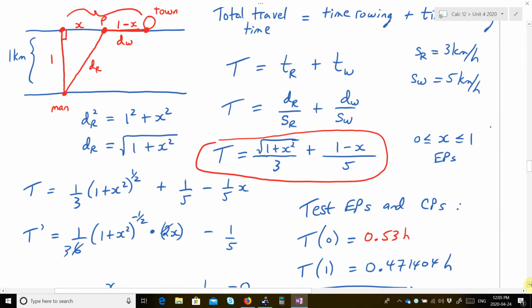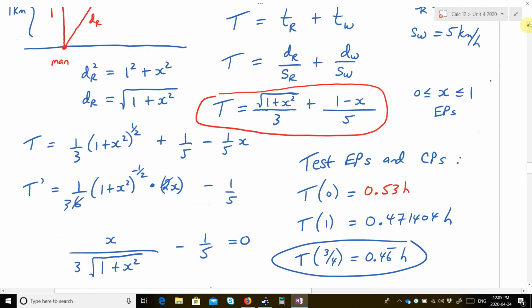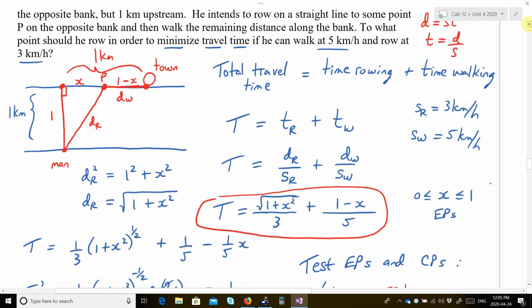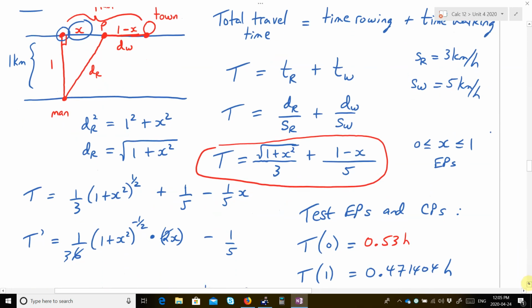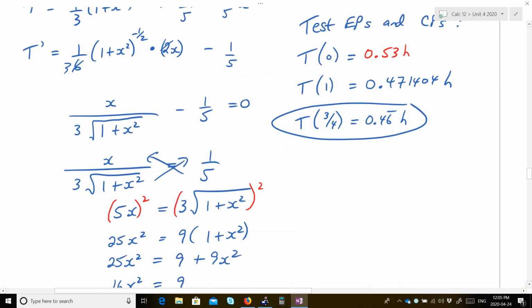All right, so that means our x value has to be 3/4 or 0.75, which is 0.75 of a kilometer. Okay, so that x distance, point P, needs to be 0.75 kilometers downshore from this point that's directly across from the man. Okay, so we can think of it that way. Or you can think of it as, if we did 1 minus 0.75, he would be 0.25 kilometers away from the town.